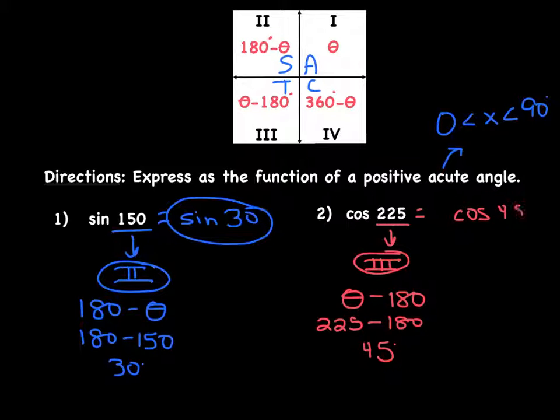Now we have to determine whether this is going to be positive cosine or negative cosine. So let's look again back up here. Since we're in the third quadrant, the only thing positive in the third quadrant is tan. And since we're working with cosine, cosine of 225 is actually going to be equal to negative cosine of 45. Because again, cosine is negative in quadrant 3. So cosine of 225 is equal to negative cosine of 45.